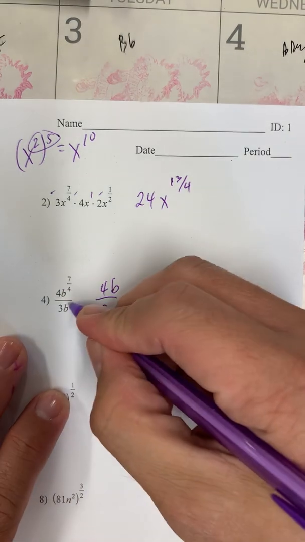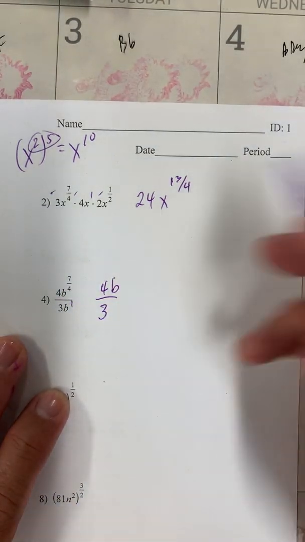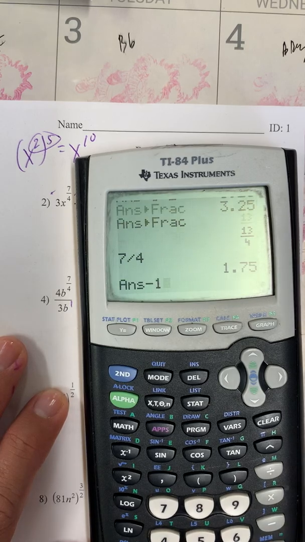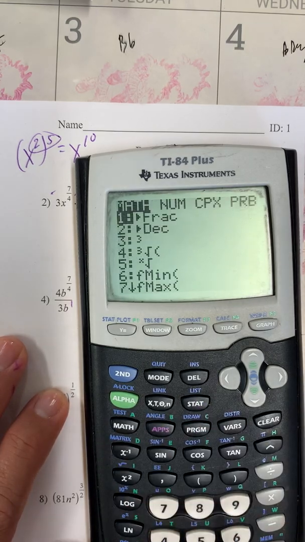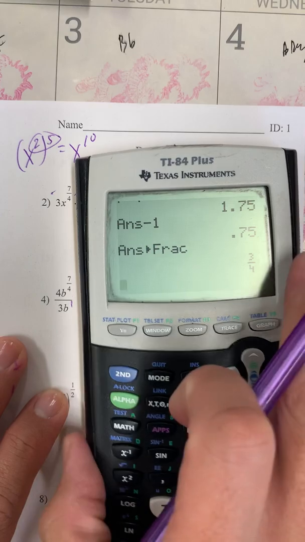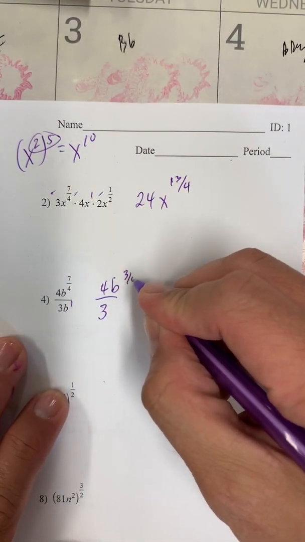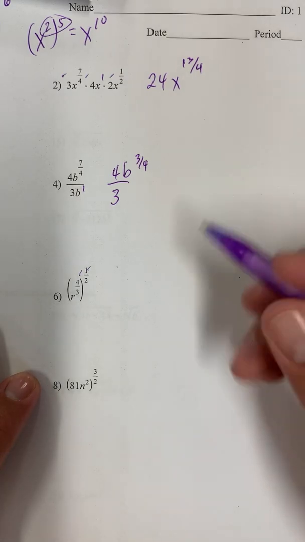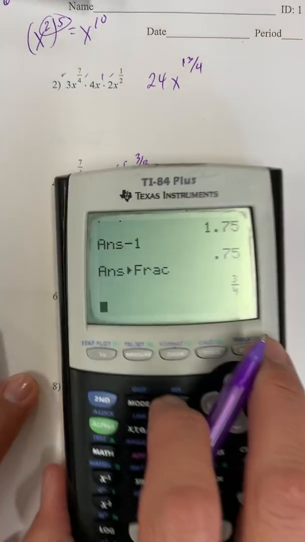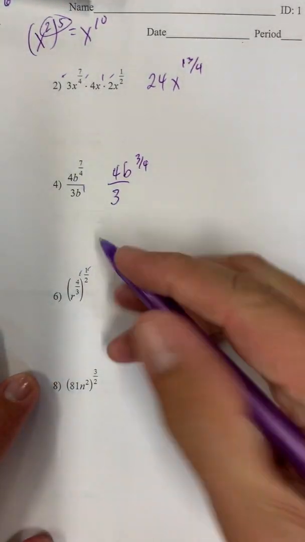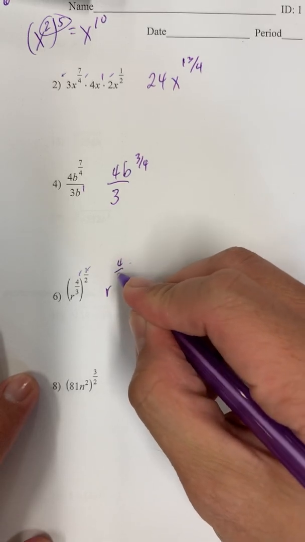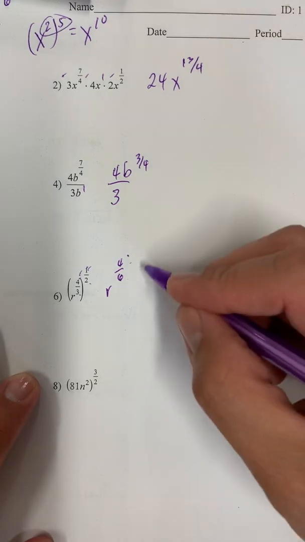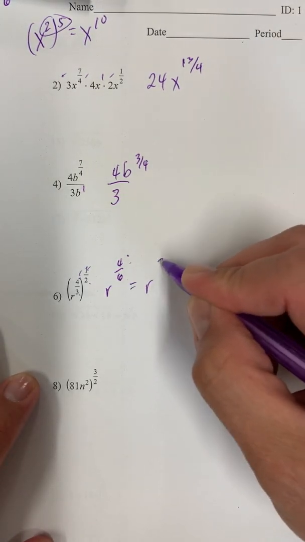Next here, we cannot divide 4/3, so keep it 4/3. B, there's an invisible 1 here, so we subtract 7 fourths and 1. 7 divided by 4 minus 1. 0.75, hit the math, frac, enter, 3 fourths. Here we multiply 4/3 and 1/2. So what you do here, you can have 4 over 6, because 4 times 1 is 4, 3 times 2 is 6. You can reduce it to the lowest term, 2/3.